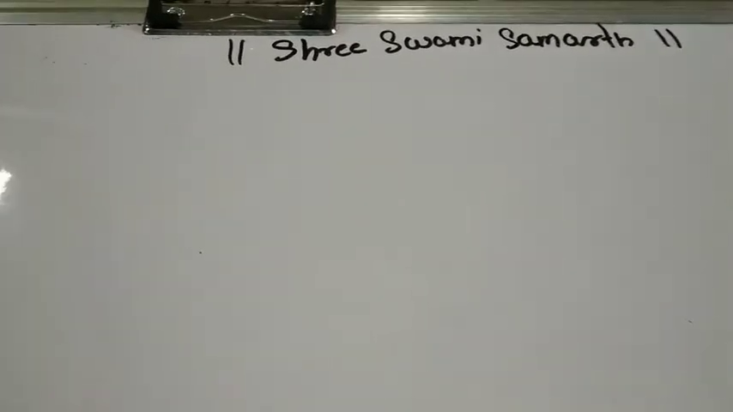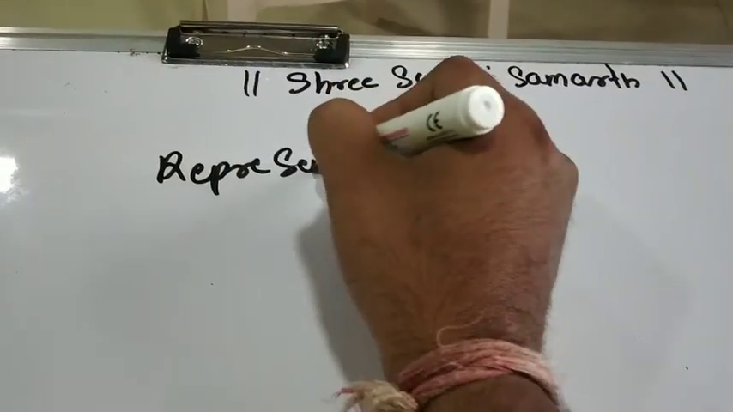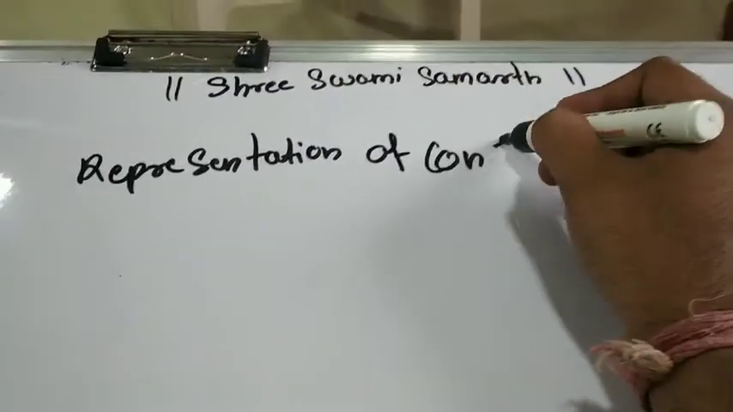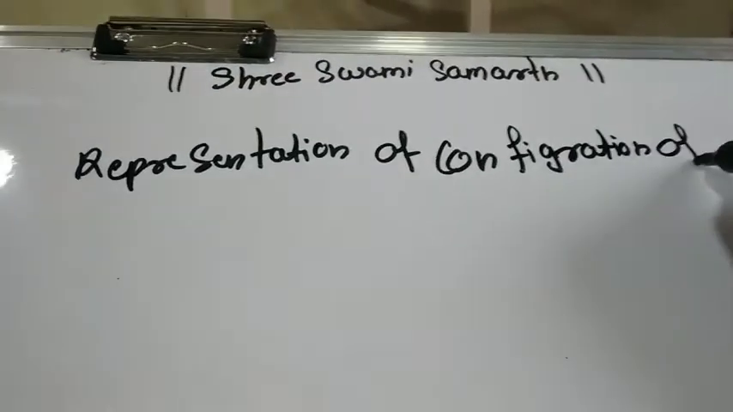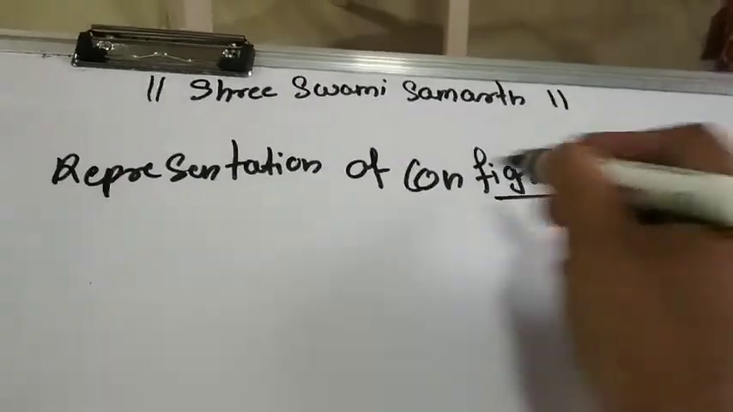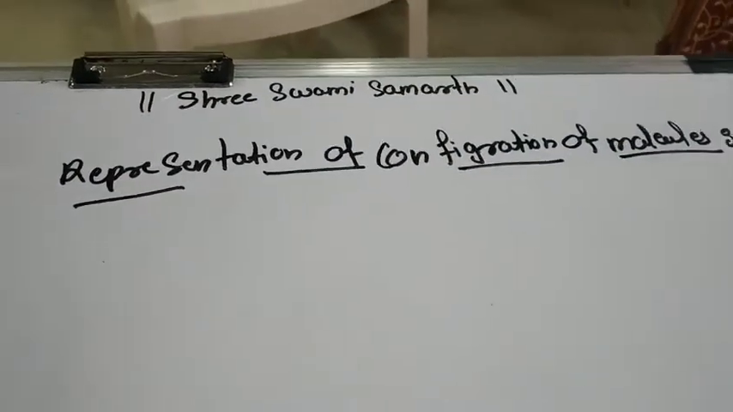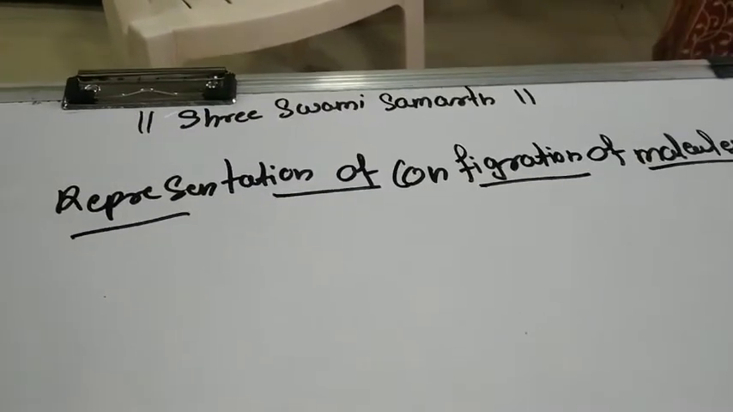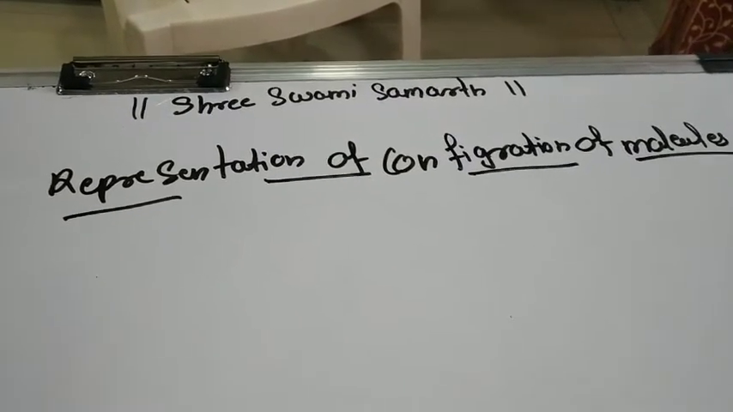In today's period, the first topic will be representation of configuration of molecules, right? So the basics of this you had already learned in your 11th standard, that how to represent a particular molecule. There are different ways of representation of the molecules, right? So basically today I'm going to tell you the two ways of representation of the molecules, right?